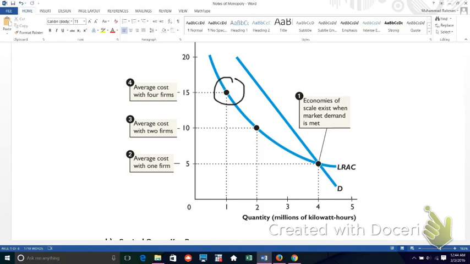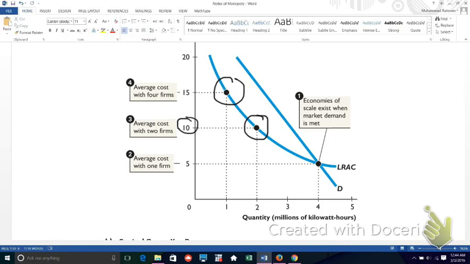Since each firm is producing only one unit, they are at the downward sloping part of their average cost. So as a consumer, if four firms are allowed to produce electricity in this market, each consumer is required to pay $15 for electricity. That's option number one. Option number two could be to allow two firms to produce these 4 million units of electricity. Each firm will produce 2 million units, and according to their average cost, the price that each firm should charge is about $10.